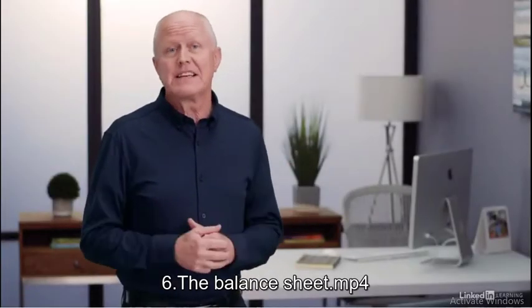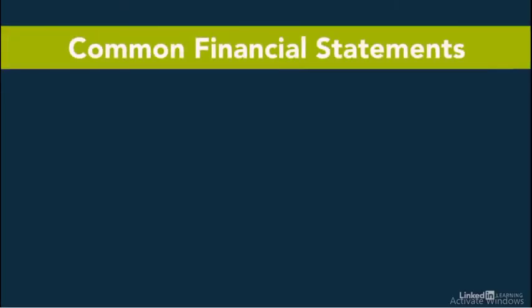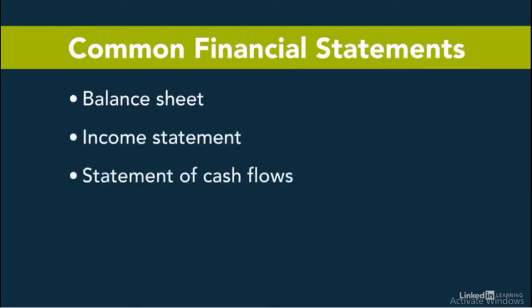Now, before we get into the complexities of analyzing transactions and such, let's step back and look at what this analyzing of transactions eventually results in, the financial statements. One of the major results of bookkeeping is to provide information with which individuals can make decisions. Financial statements are a means whereby the effects of lots of transactions are summarized and reported in a manner that is useful to users of financial statements. The three most common financial statements are the balance sheet, the income statement, and the statement of cash flows. Now, let's take a look at each of these in turn.